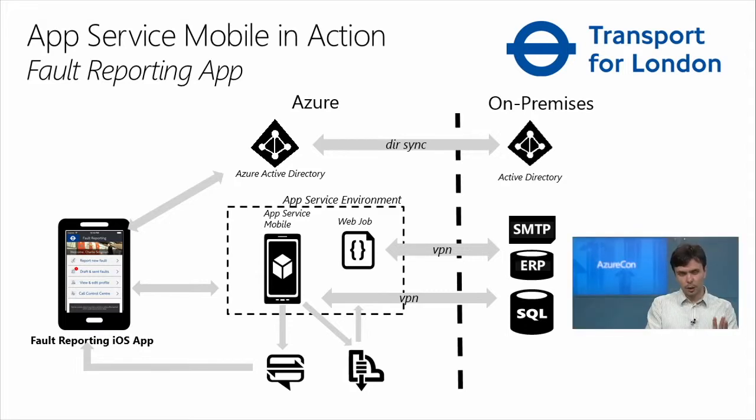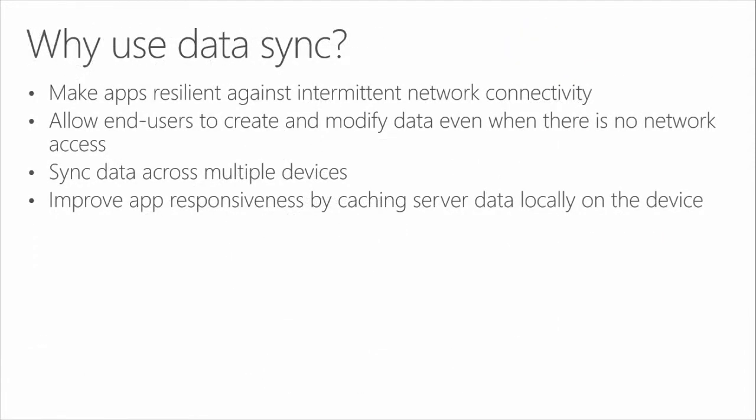This app supports offline mode. So users can enter data offline and then later on synchronize with SQL and ERP backends using AppService. How does this work? And why do you use data sync?